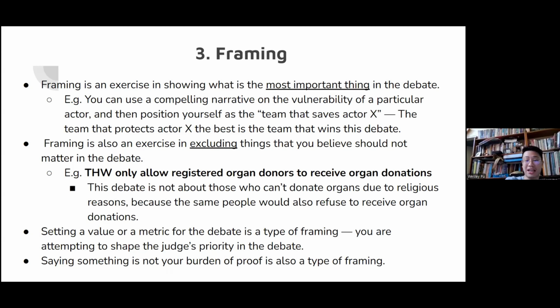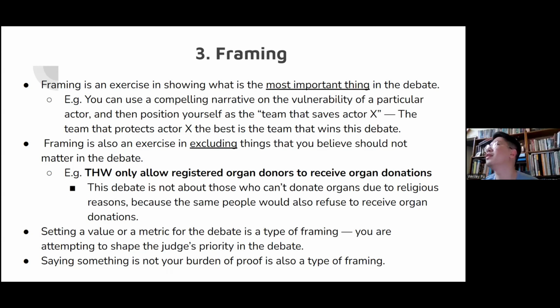Framing is also an exercise of excluding things that should not matter in this debate. Again, for "This house will only allow registered organ donors to receive organ donations," this debate is not about people who can't donate their organs due to religious reasons, because the same people will also refuse to receive organ donations. So if you were a religious individual and you didn't want to donate your organs, very likely you'd also not want to receive an organ. So if you are not a person that would consent to giving or getting an organ, then the debate is not about you.